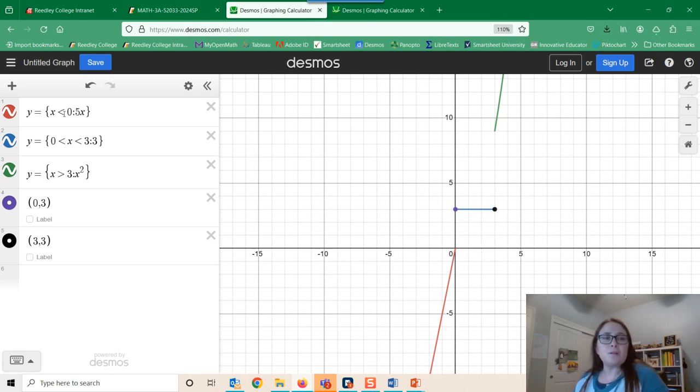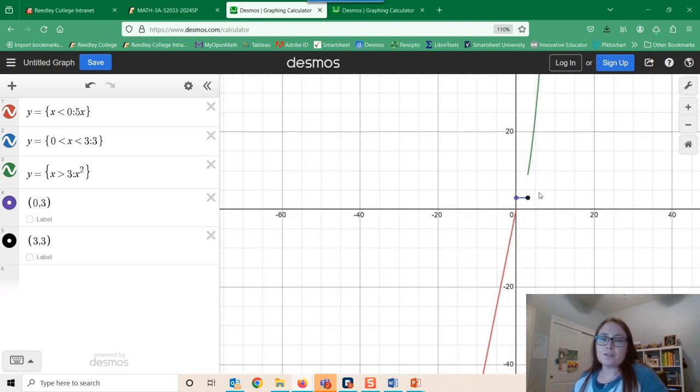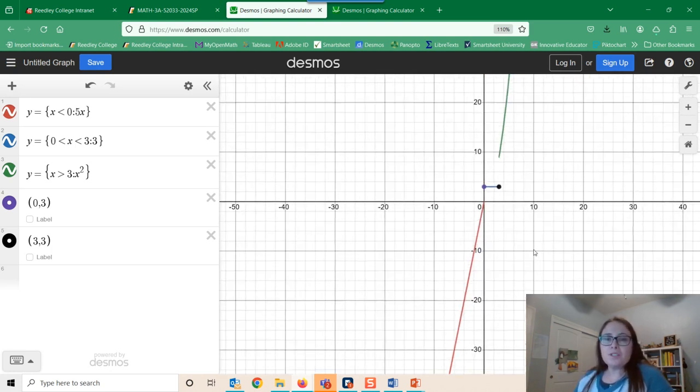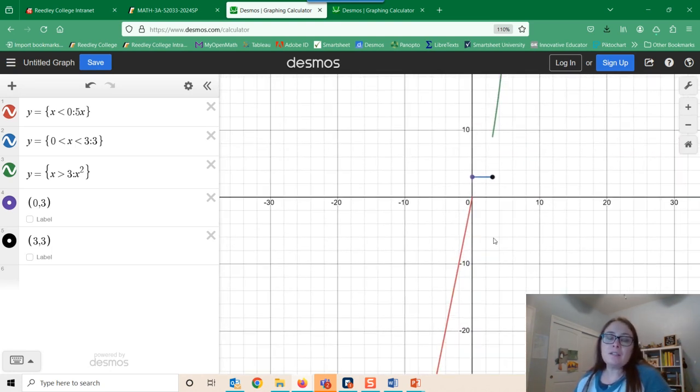So I can see for everything less than 0, I get the line for y equals 5x. And then once we hit 0, it jumps to the middle one, which is this horizontal line at f of x equals 3. And then when we get bigger than 3, it jumps up here to the x squared function. And we can zoom out a little bit if you want to see a little bit more what that looks like from far away.